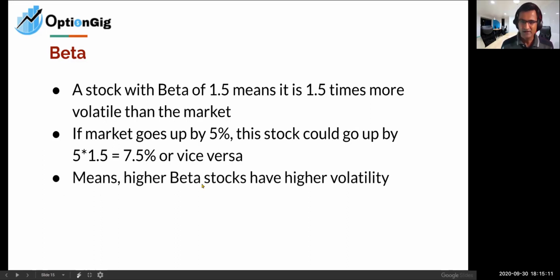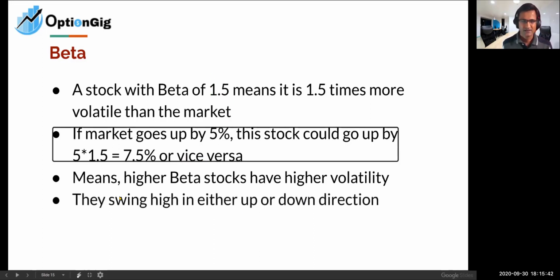So if a stock has a higher beta, it will have a higher volatility. Again, it will go up more as well as it could fall down more. It has got no directional indication. And higher beta doesn't mean that the stock will go up more than it will go down. All it means is it is more volatile, by this multiple number as compared to the market. So they would swing higher or lower in either direction, up or down.